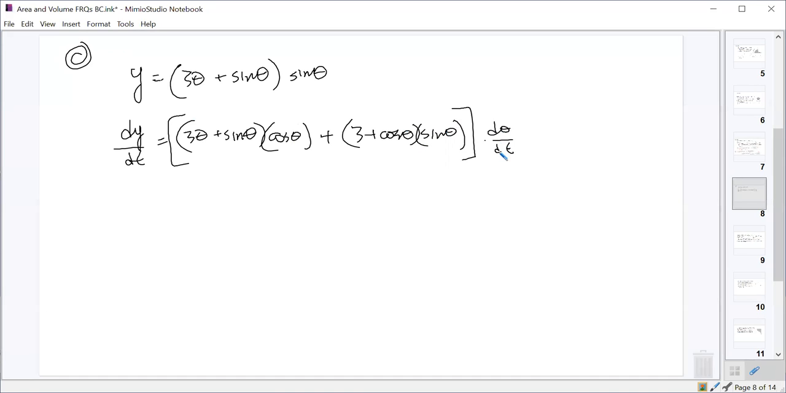And so we're just going to evaluate all of this at theta equals 2 pi over 3. And you can use your calculator to do that if you wish, or you can not use the calculator if you also wish. But it came out to be negative 2.819.